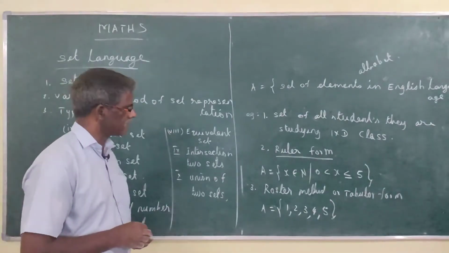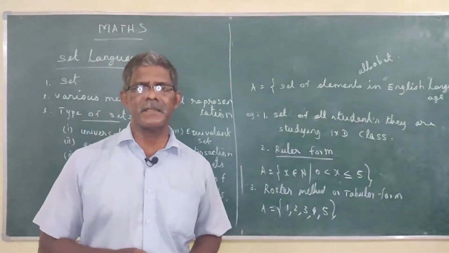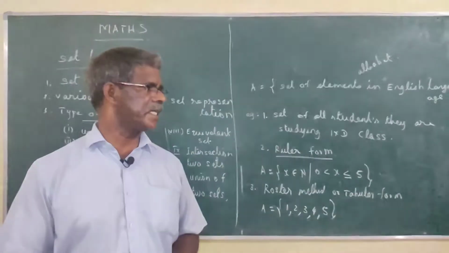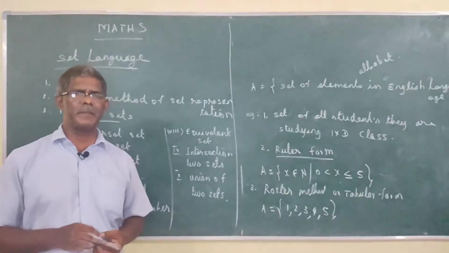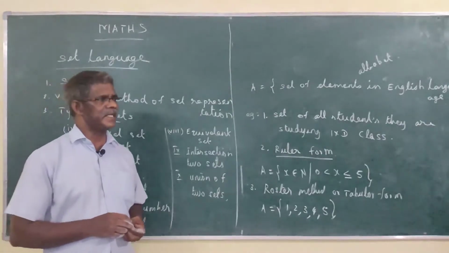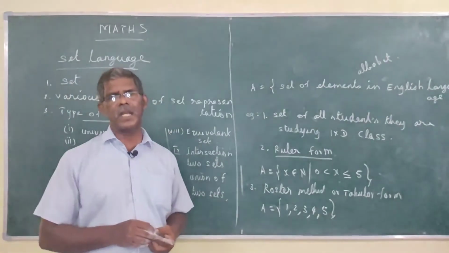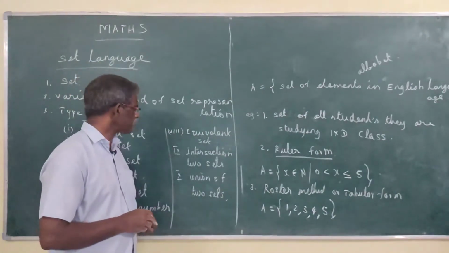Then equivalent set. Equivalent means only the cardinal number is equal. Two sets are called equivalent sets if they contain an equal number of elements, but the elements are different. If the number of elements is equal, then the two sets are called equivalent sets.